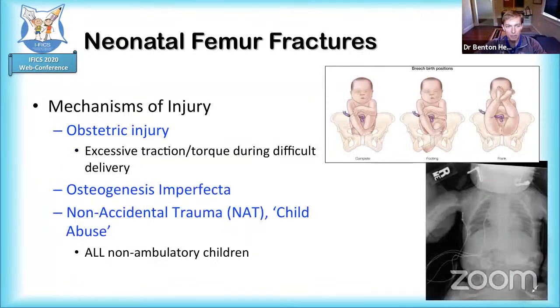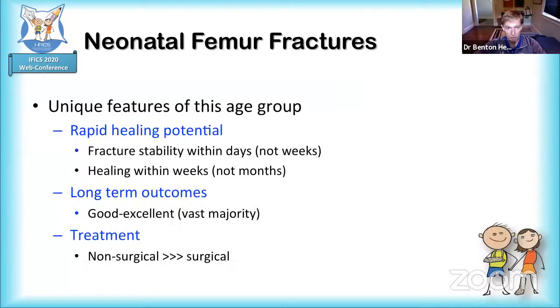The mechanism of injury is most commonly obstetric injury, secondary to excessive traction or torque during a difficult delivery. Breech presentation is a risk factor. And then osteogenesis imperfecta is a diagnosis to always be aware of and be mindful of if there is a fracture of this kind or multiple fractures in particular. And then non-accidental trauma in newborns who have gone home and child abuse is important to remember.